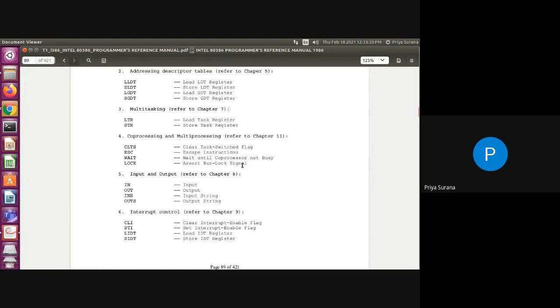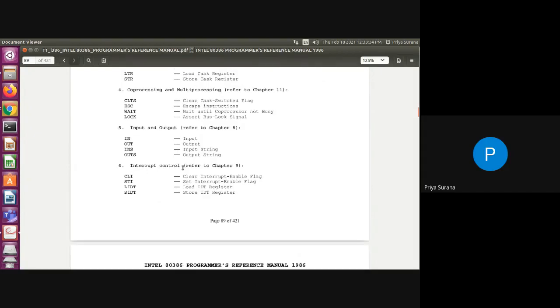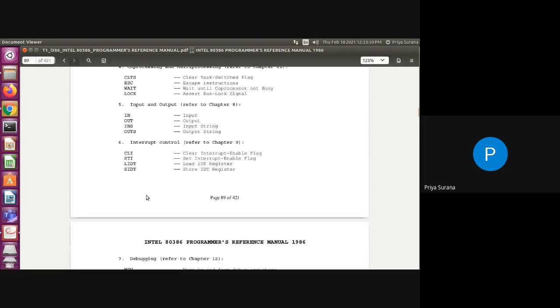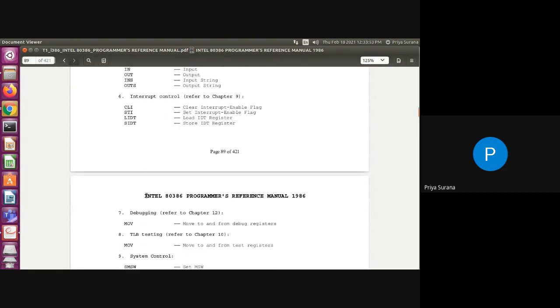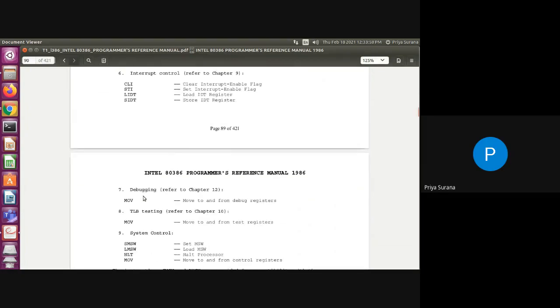A few other instructions we already discussed: IN and OUT instructions. Then related to interrupt control, CLI and STI. CLI is clear interrupt flag, STI is set interrupt flag. Related to the interrupt descriptor table, load and store instructions are available, that is LIDT and SIDT. These instructions are related to descriptor tables, and remember, most of these instructions work in protected mode.